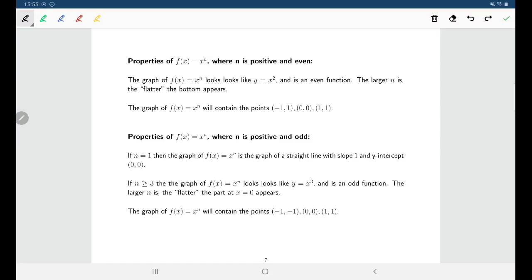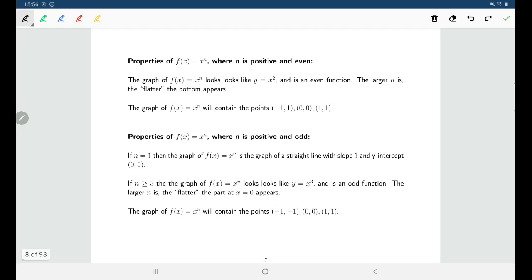Now, we're interested in particular in power functions where the power is positive. And so there's two cases. There's the case where the power is an even positive number, and all of those are functions that look like y equals x squared. They all have the same sort of shape as a parabola, and all of these would be even functions. So if somebody were to graph y equals x to the power of 100, let's say, it would look very similar to y equals x squared. They would all be even functions, and they all pass through those 3 points, negative 1, 1, 0, 0, and 1, 1.